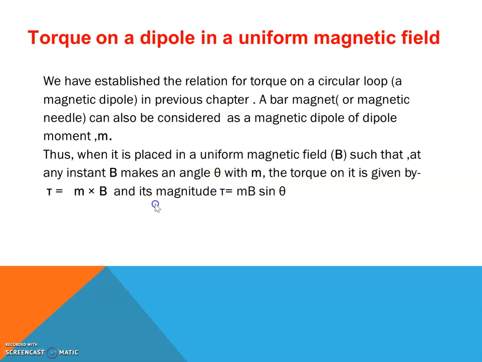can be given as tau equals m cross B, and its magnitude will be tau equals mB sin theta. Direction of tau, or we can say torque, can be given by the right hand screw rule, which will be perpendicular to the plane of m and plane of B.